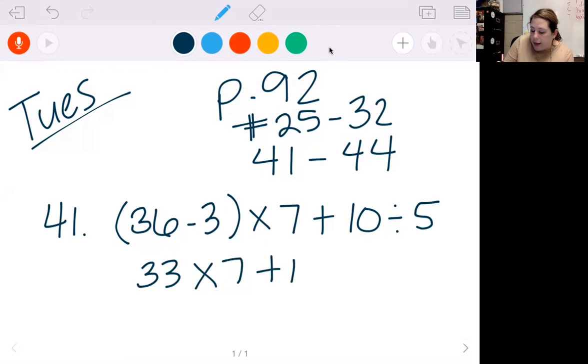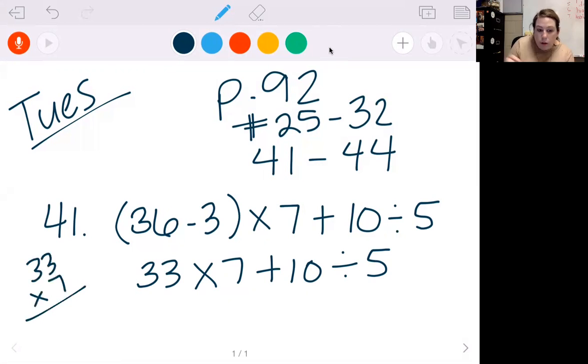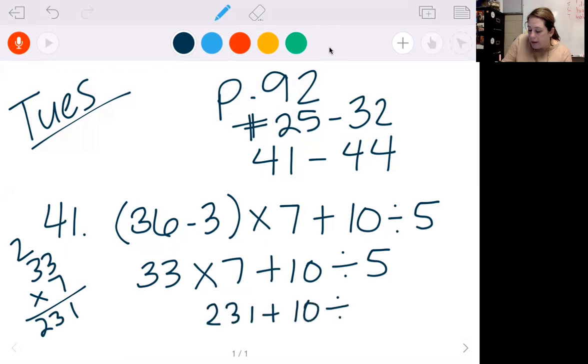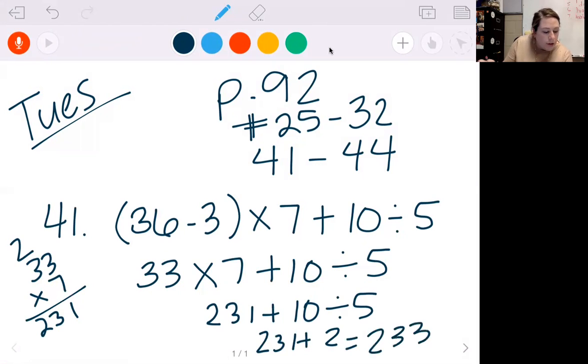So I'm going to rewrite all of that. Next, I do multiplication or division, whichever one comes first. 33 times 7 comes first. So I'm going to go and solve that to the side. 7 times 3 is 21. 7 times 3 is 21, 22, 23. So I get 231 plus 10 divided by 5. Next, I want to do 10 divided by 5 is 2. 231 plus 2 is 233.